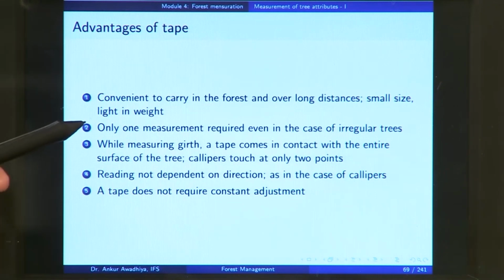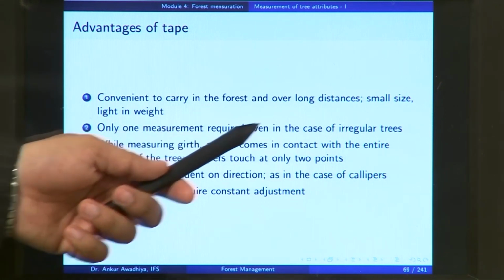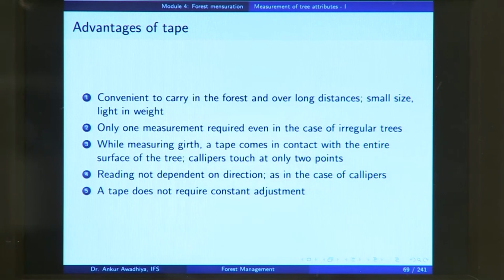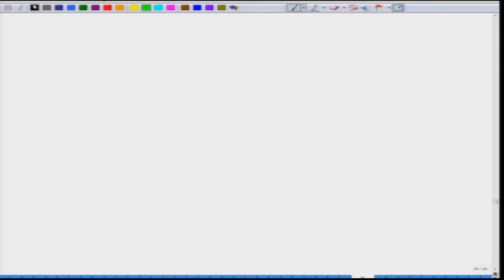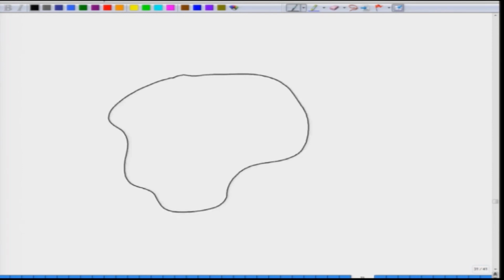Another advantage is that you need only one measurement even in the case of irregular trees. So, in the case of an irregular tree, suppose this is the cross section. If you used calipers, then probably you will take a reading here, you will take a reading here, you will take a reading here, and so on. So, you require multiple readings, and then only you will be able to get to an average.